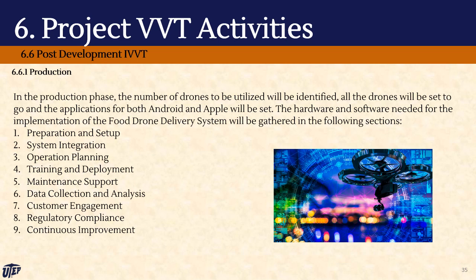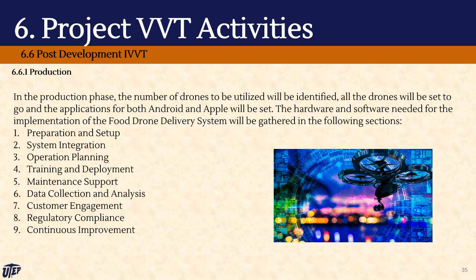Section 2 would be system integration, which is the integration of drones with ground control stations and communication systems, as well as testing of integrated systems to ensure operation. 3 is operational planning, the development of operational procedures and protocols, including the flight paths that they will follow to deliver in each place, the delivery routes, and emergency response plans in case that the drone is not able to deliver the food or that something goes wrong.